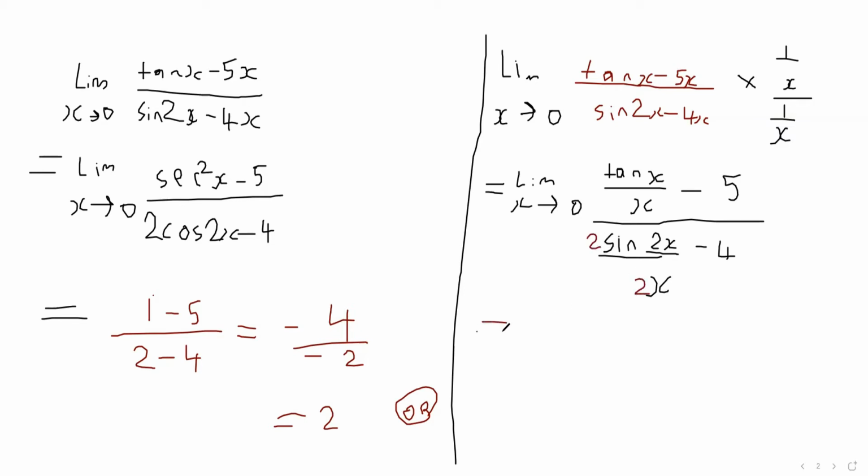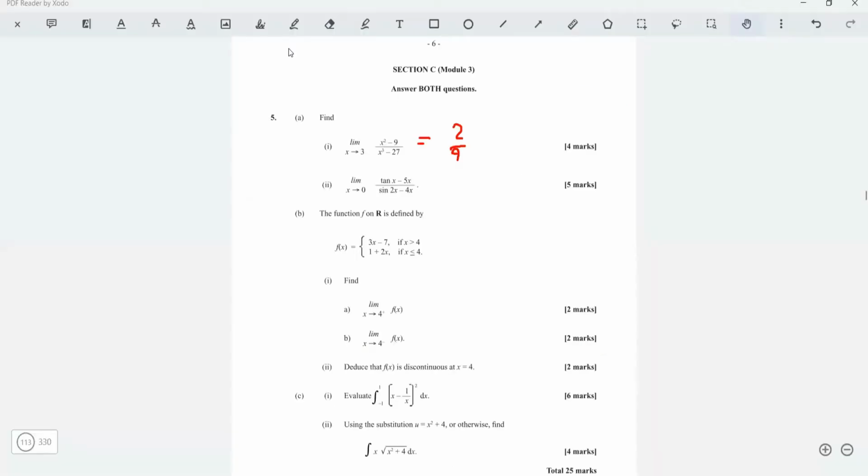Because we know that the limit of tan x over x is 1. That works out to be 1 minus 5 over the limit of sine 2x over 2x, which is 1. This is now 2 times 1 minus 4. Applying that, we get negative 4 over negative 2, which is 2. So any way you take it, the limit is 2. See it there? Nice. That's it. So this works out to just be 2.